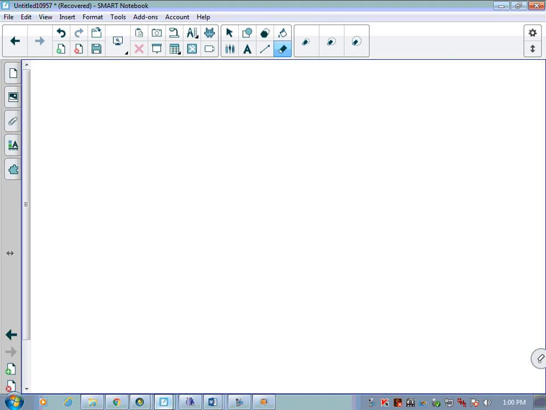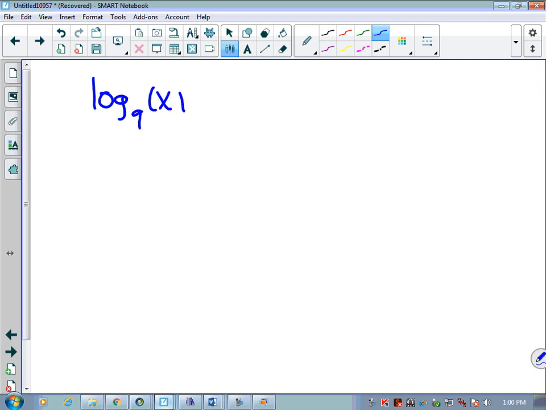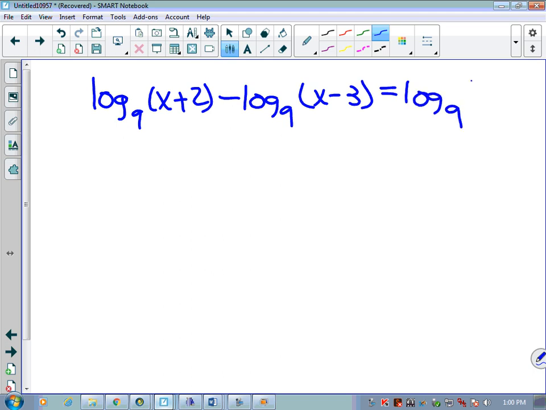Number 8, solve for x. They give me log base 9 of x plus 2, minus log base 9 of x minus 3, equals log base 9 of 6. Well, it's really nice that all that's log base 9, right? Because what can I do with that subtraction? Turn it into division, where I have x plus 2 over x minus 3 equals 6.